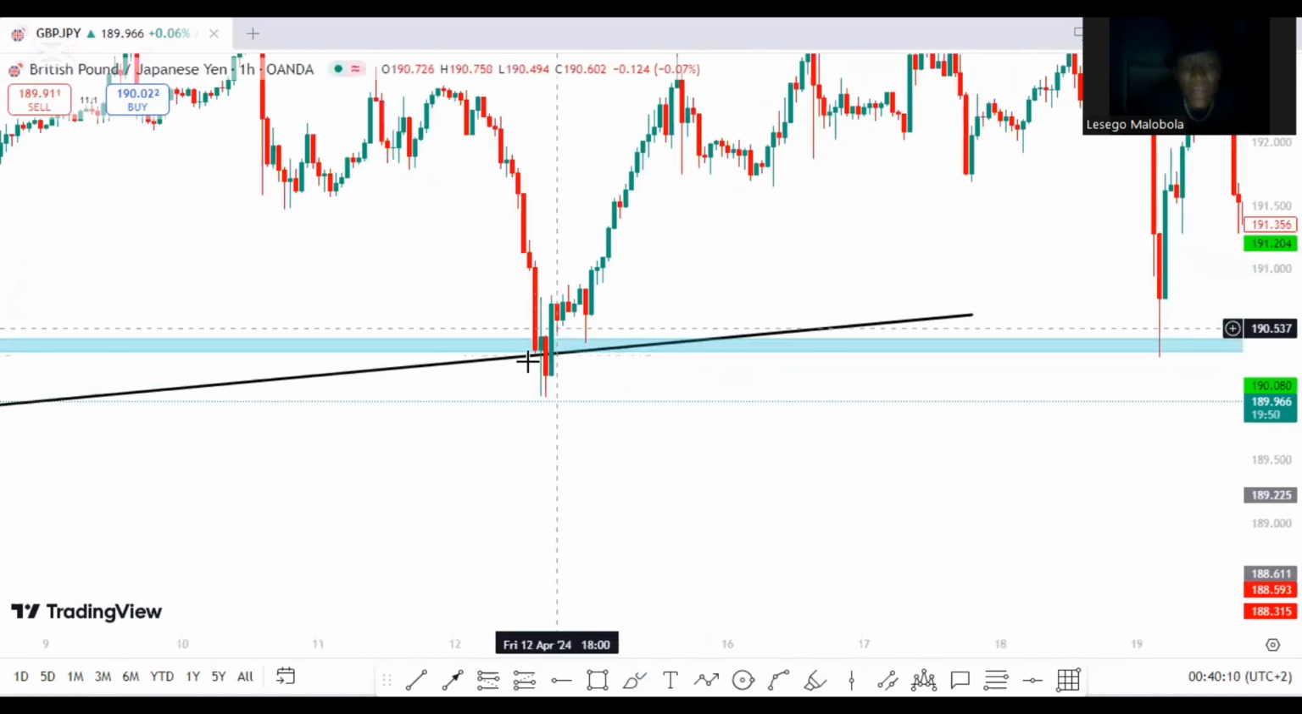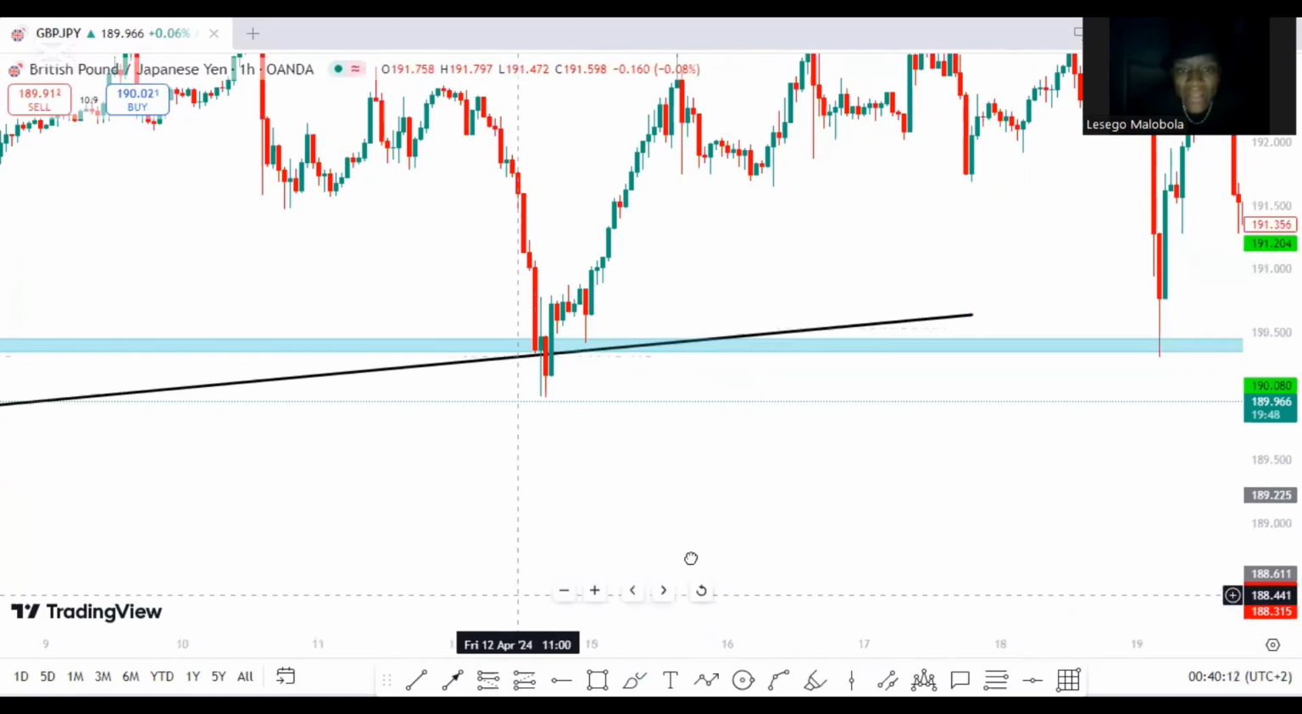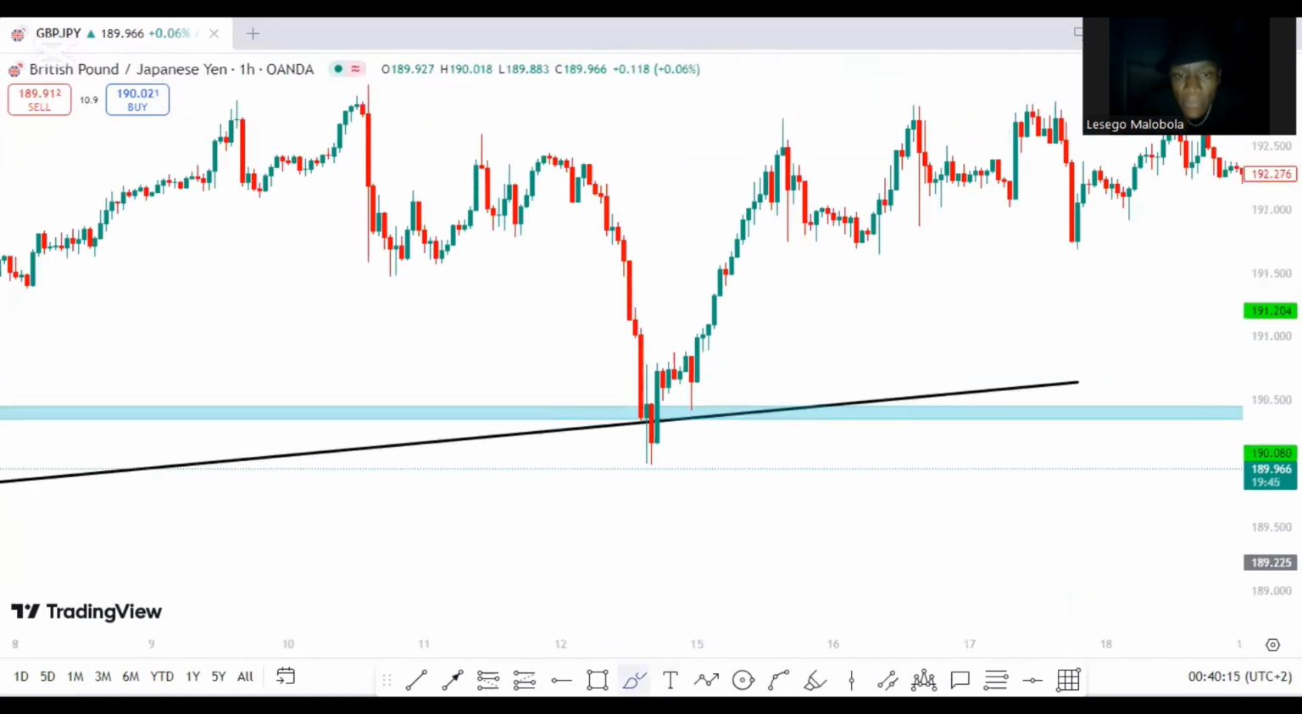Obviously after this bearish candlestick we had a what? We had an engulfing bar candlestick, guys, if you can see properly right over here. This is an engulfing bar candlestick and it's quite a strong one. You understand me? So it confirms momentum.